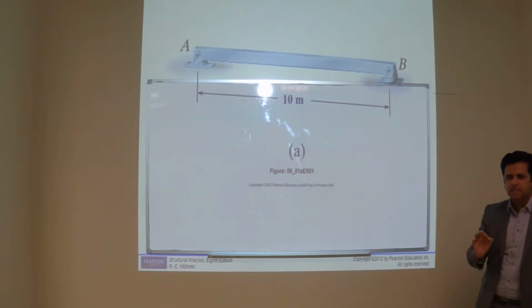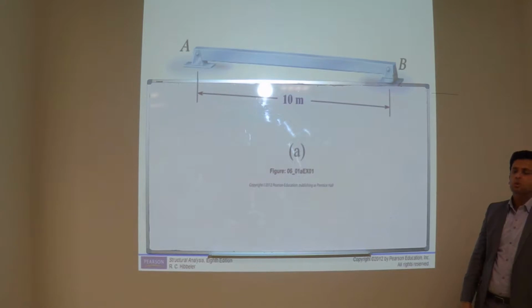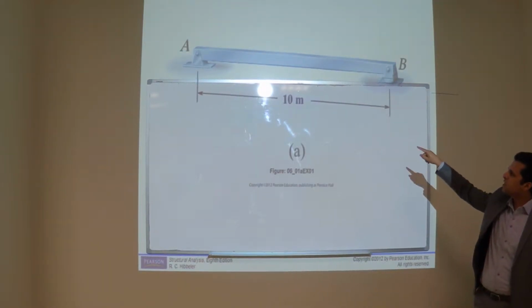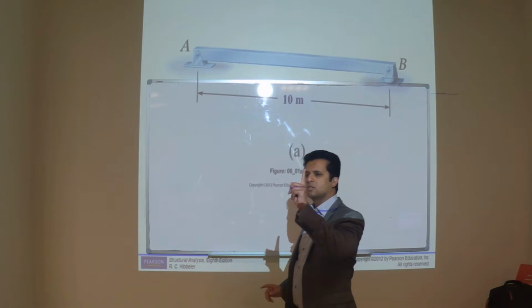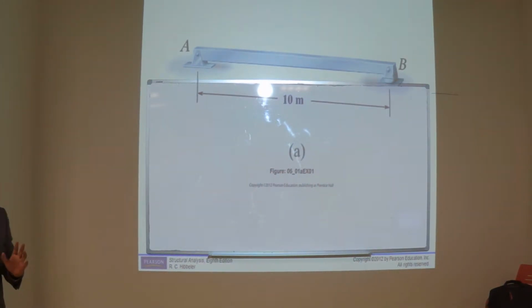So, what are the steps to draw the influence line diagram? The first step, for example, I want to draw the influence line diagram for reactions for this beam. What would be the first step? The load is unit, either 1 Newton or 1 kilonewton. So what is the next step?